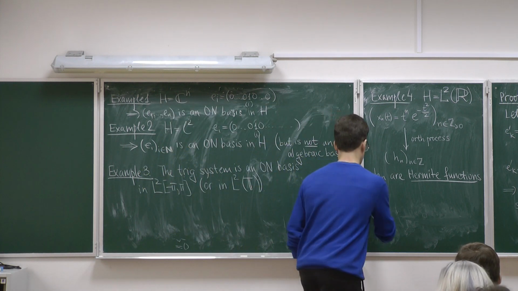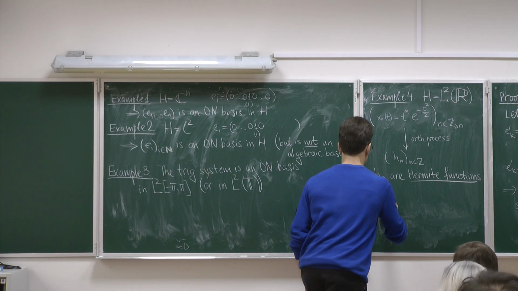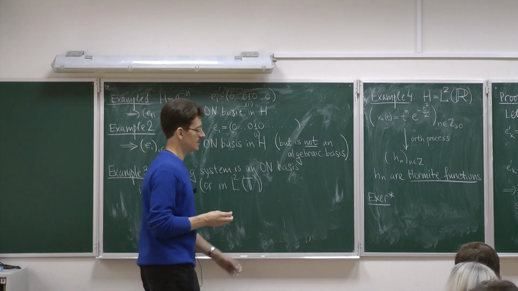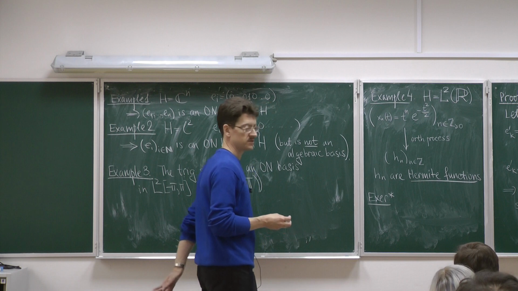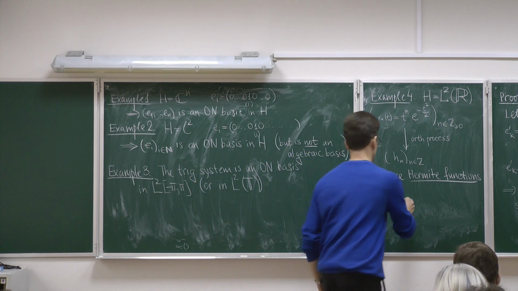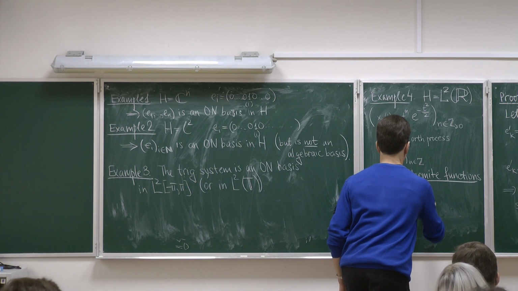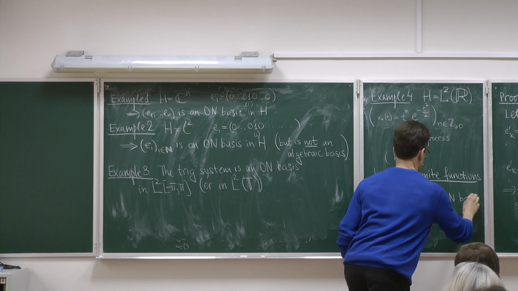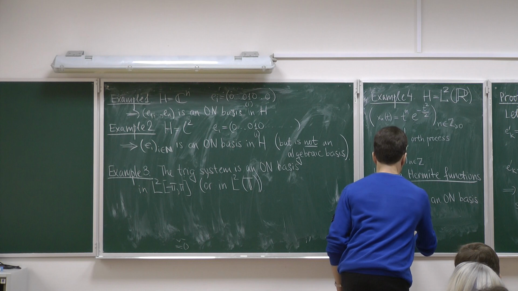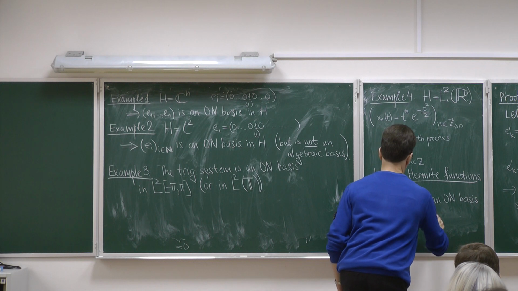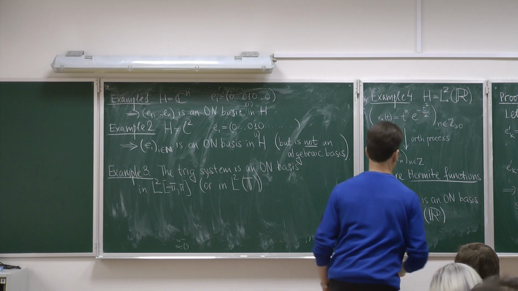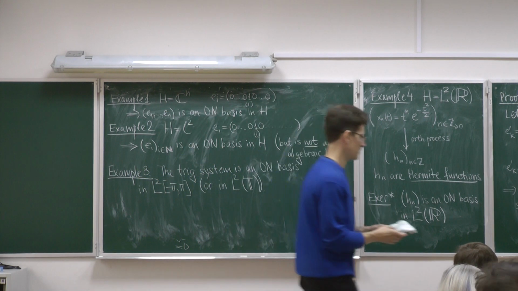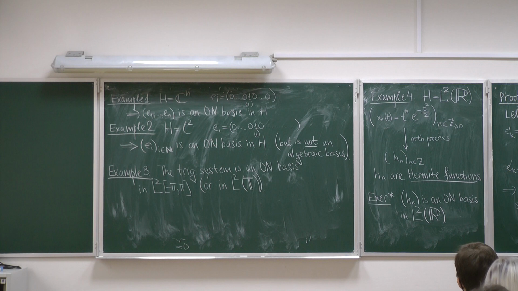And a useful exercise, which is not very easy, but more or less classical, is to show that the family of Hermite functions is an orthonormal basis. H_n is an orthonormal basis in the big L2 space on the line. The proof uses properties of the Fourier transform on the real line.